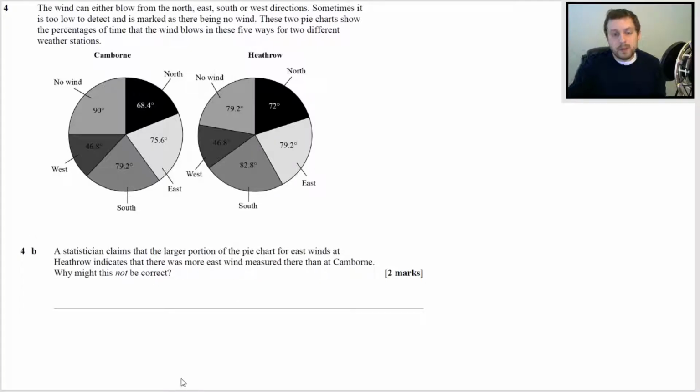Right, 4B, mostly everyone got this as well. It's because in a pie chart, the pie chart just tells you the proportion of their individual totals. The totals themselves may be different, okay? The totals themselves might be different. That's the important thing. These are just proportions of their own individual total.